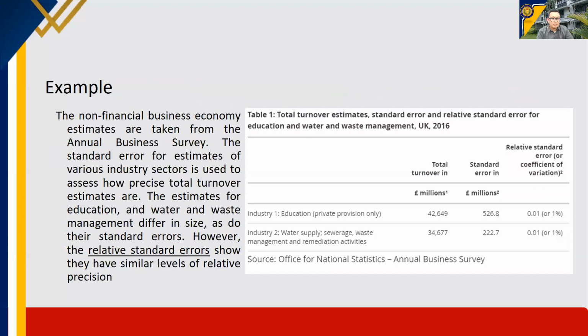So, for example, in this table, the non-financial business economy estimates are taken from the annual business survey. Okay. In this case, the standard error for estimates of various industry sectors is used to assess how precise the total turnover estimates are. The estimates for education and water and waste management differ in size, as you can see in the table. However, the relative standard errors show they have similar levels of relative precision, which is about 0.01 or 1%.